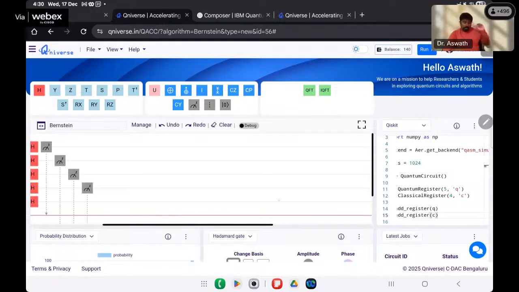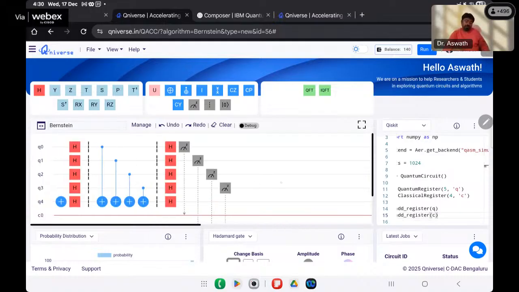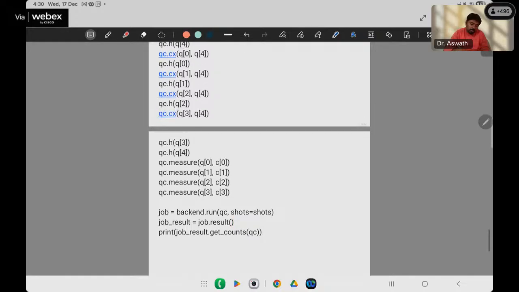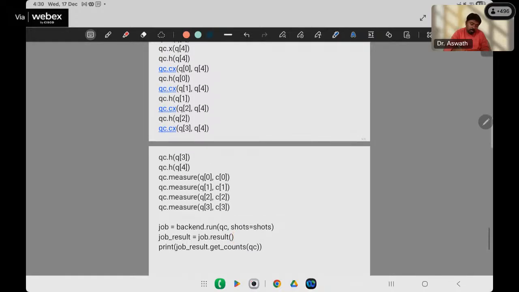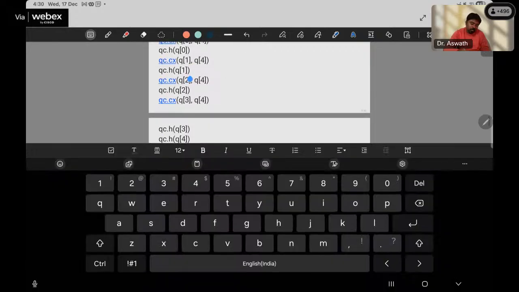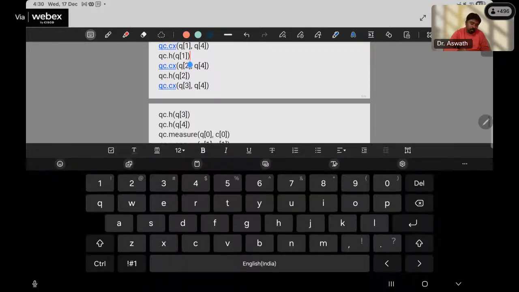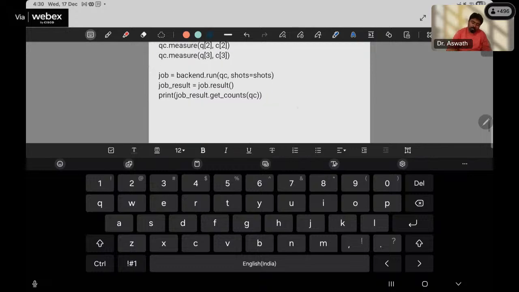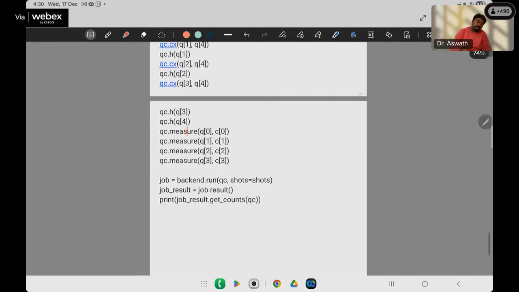Okay, right? For this. Fine. So I see Hadamards must be acting here. Yes, Hadamards are there. After the C0 there is a Hadamard. After the C0, Hadamard 1, 2, 3, 4, and yeah, 1, 2, and then 3, 4. Okay, that's fine. So this is the Bernstein-Vazirani algorithm.